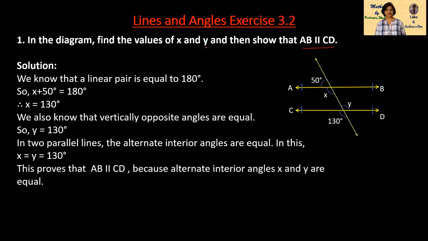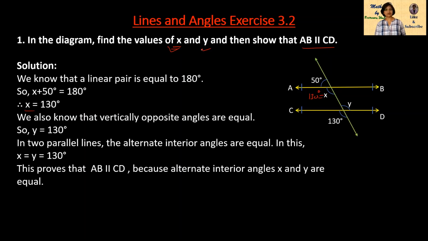So in transversal, we can see here 50 plus x equals to 180 because these are the linear pairs of angle. So we can write here x plus 50 equals to 180, and according to that x equals to 130. So we already found x equals to 130 degree. So one thing has been done. Now we have to find out the value of y, and then we have to show that AB parallel CD.